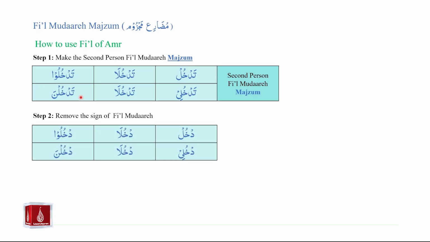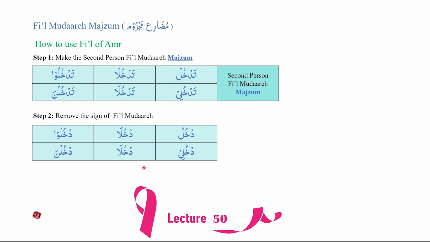The second step will be to remove the sign of fi'il mudari. In this scenario, the sign of fi'il mudari is ta at the beginning of fi'il mudari. So we will remove this ta in each case and we will get the result of dal with sukoon on it and khul. Dal with sukoon on it and khula. Dal with sukoon on it, khulu. Dal with sukoon on it, khuli. Dal with sukoon on it, khula. Dal with sukoon on it, khulna.